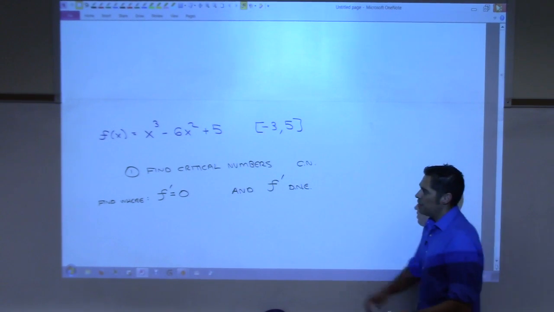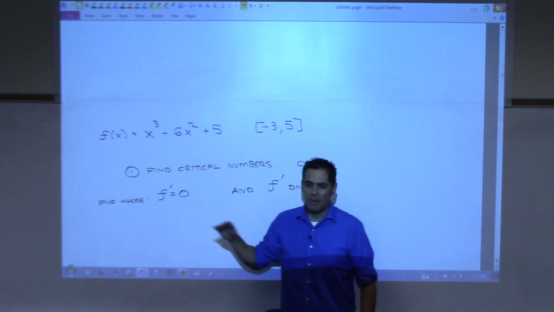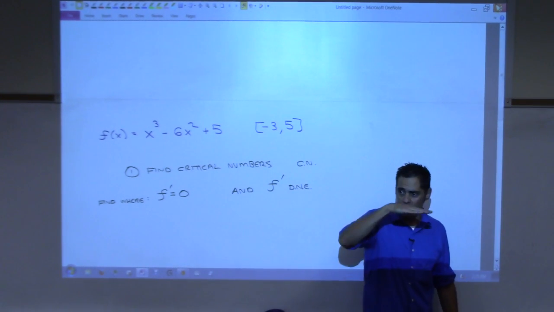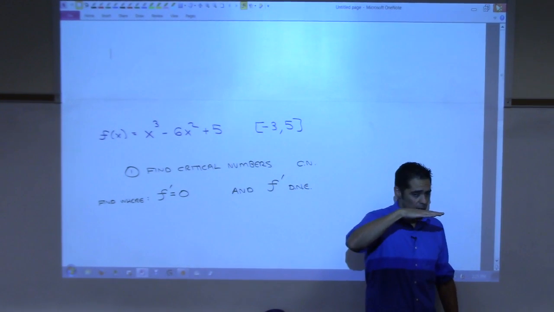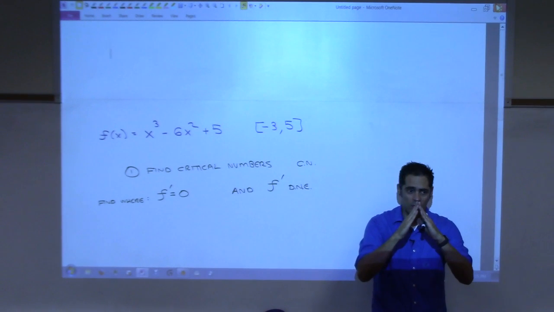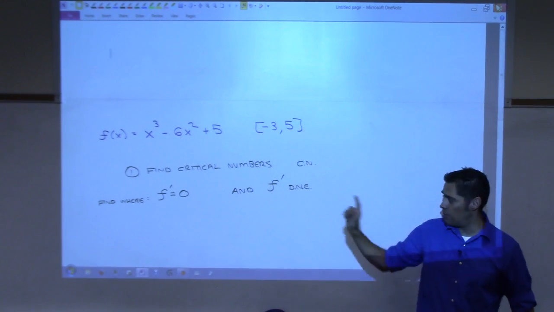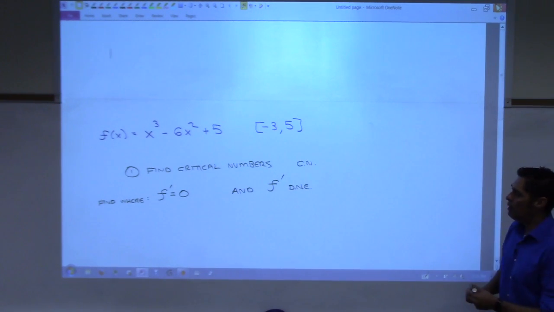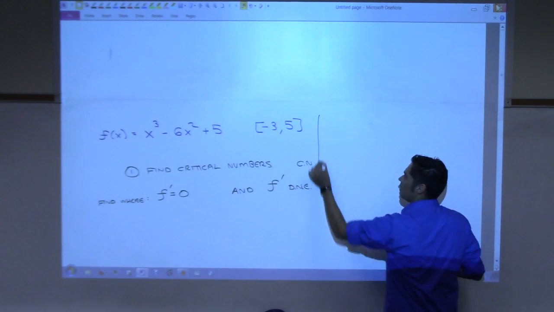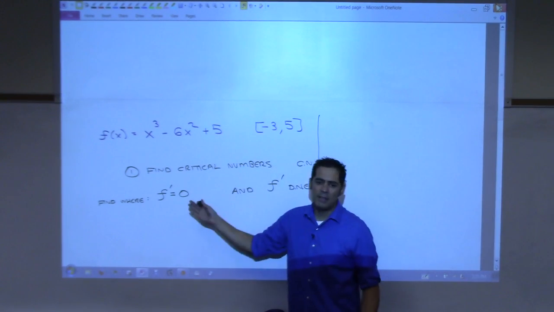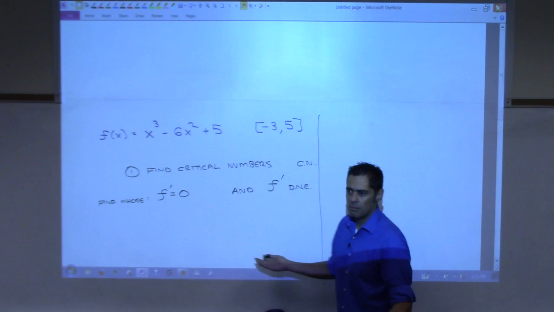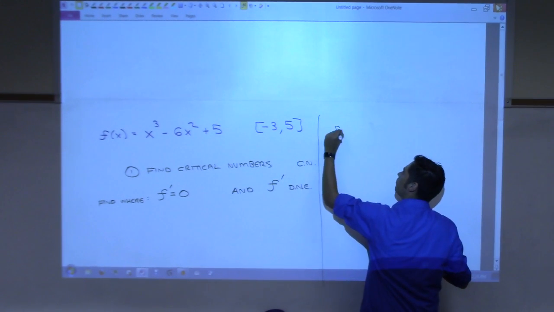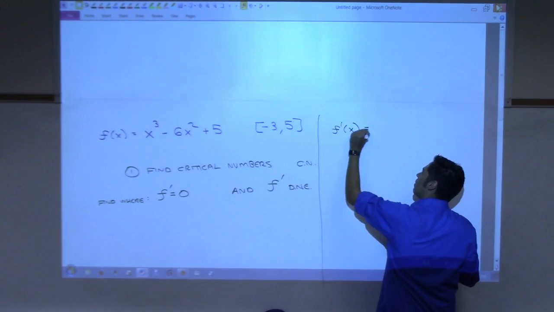Do y'all understand that these two statements are basically asking us to go figure out where the tangent line is flat and possibly where the tangent line is a corner, a cusp, or a vertical tangent? That's what those two things are saying. All right, so in either one of these, I need the derivative, don't I? So let's take the derivative. Let's just get that first.